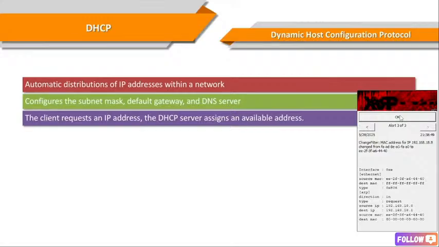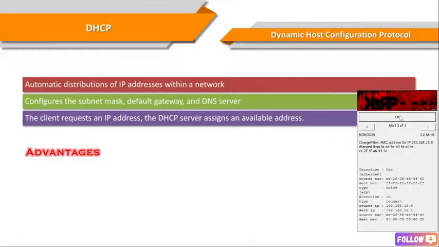A device, the client, requests an IP address from a router, the host, after which the host assigns an available IP address to allow the client to communicate on the network. So let's look at some of the advantages of using DHCP.